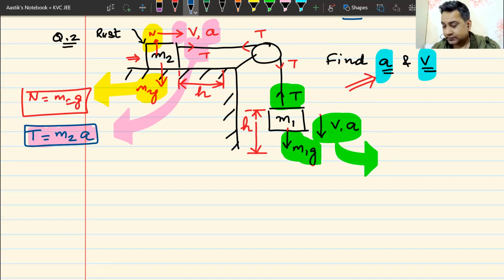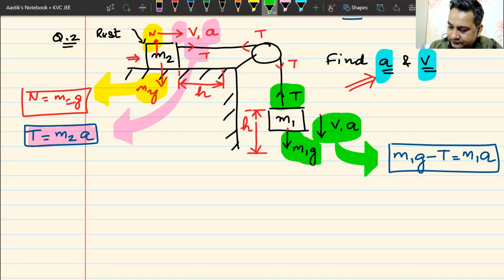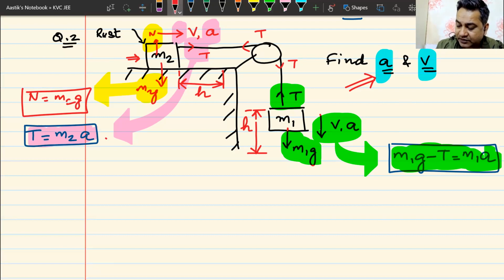This is going down. Downward force is m1g, upward force is T. So the equation becomes m1g minus T is equal to m1a. Do we all agree on this? Yes or no? m1g minus T is equal to m1a. Let me call this equation number 1 and this equation number 2. I can add up both these equations and get the value of a.